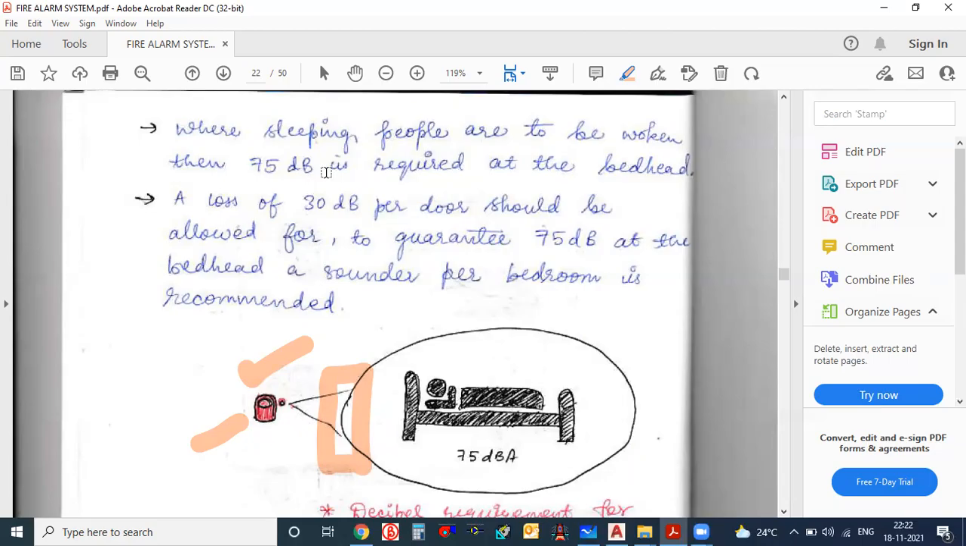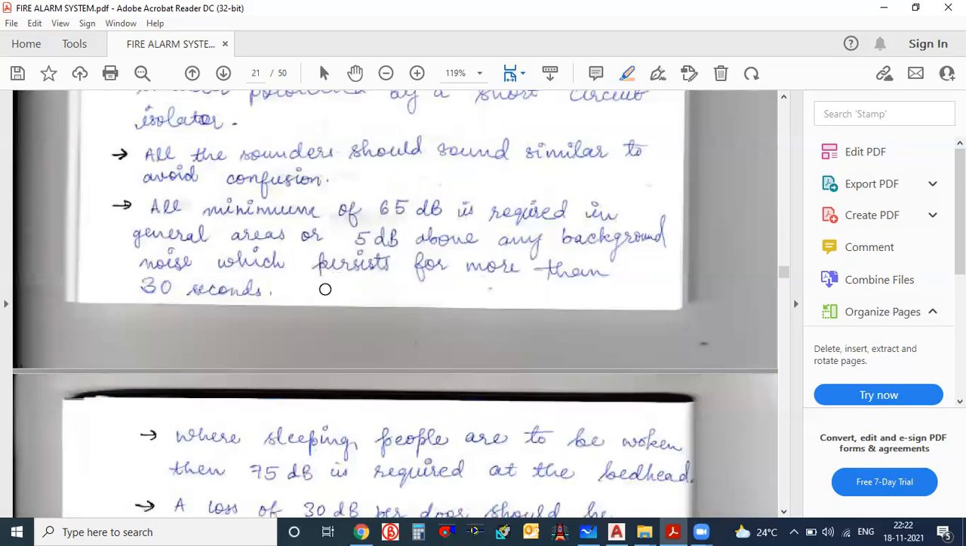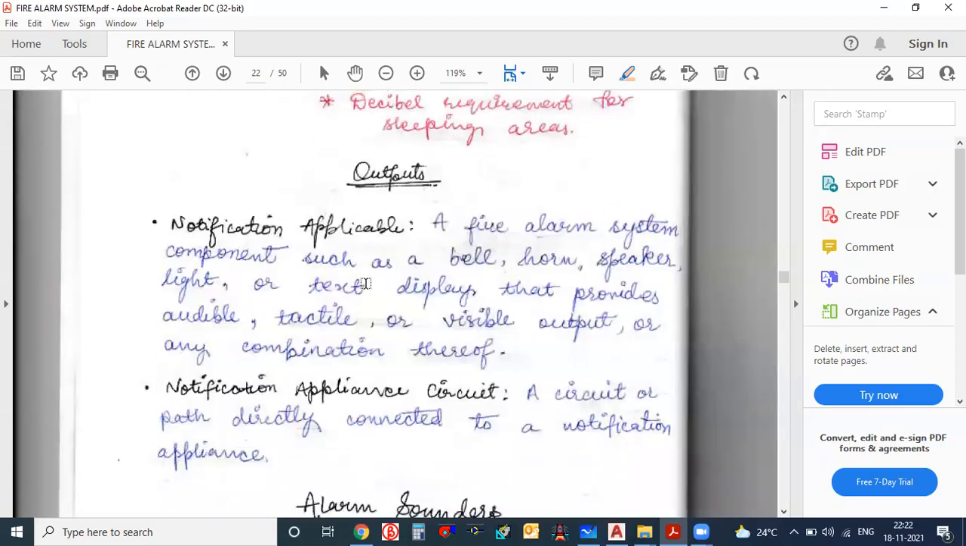That means you have to consider 30 dB plus 75 dB, 115 dB. Yeah, but before that, you should check the condition of the door also, whether it is a very hard door or a small, thin door. Everything should be considered. Certain points are written here, and outputs.